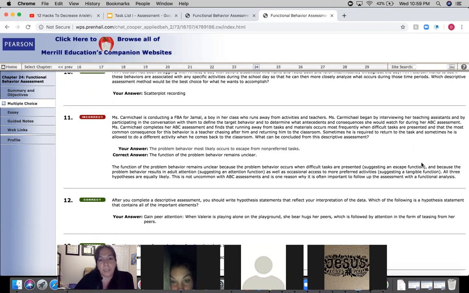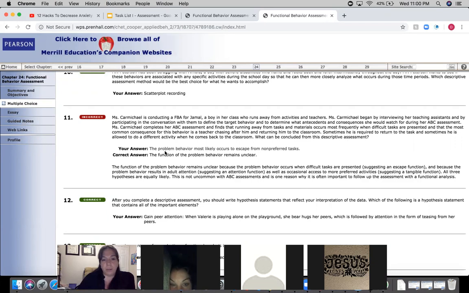Ms. Carmichael completes her ABC assessment and finds that running away from the task and materials occurs more frequently when difficult tasks are presented, and that the most common consequence for this behavior is a teacher chasing after him and returning him to the classroom. Sometimes he is required to return to the task, and sometimes he is allowed to do a different activity when he comes back to the classroom. What can be concluded from the descriptive assessment?